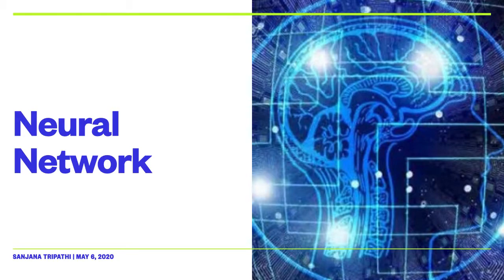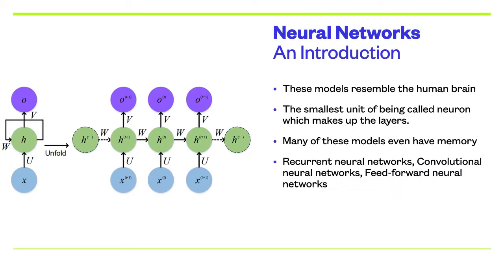So moving on to neural networks, what essentially is a neural network? We know that deep learning is facilitated through neural networks and it has many types of layers. But what are these layers made of? Neural networks get their name from their resemblance to the human brain. In the human brain, the smallest unit is called a neuron, and similarly the smallest unit of a deep learning model or a neural network model is a neuron.